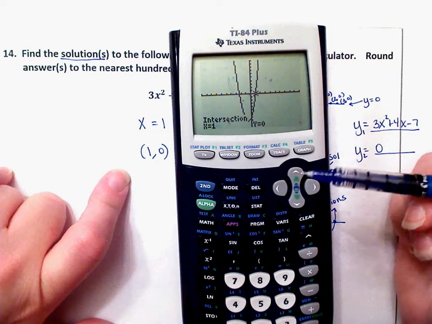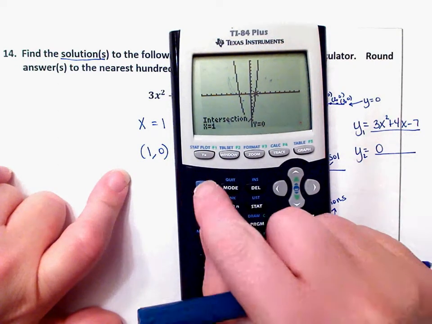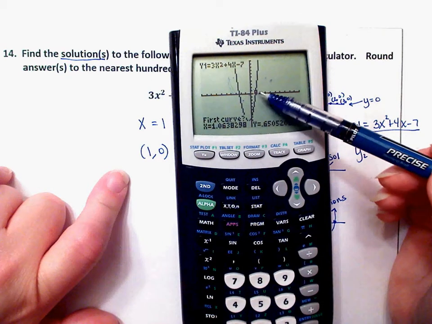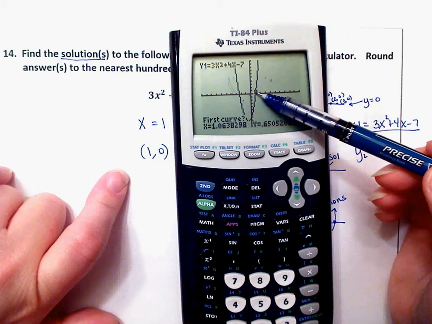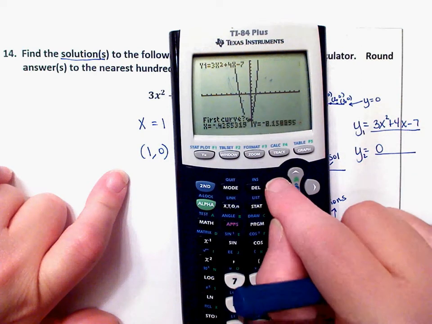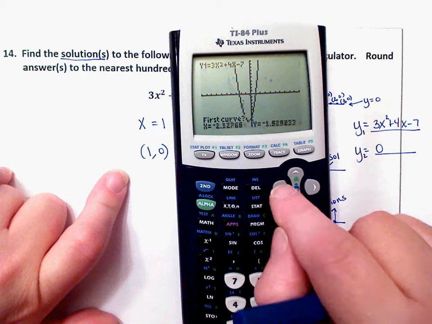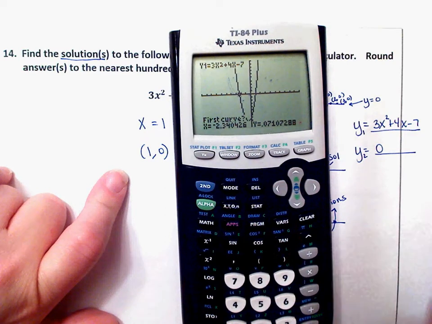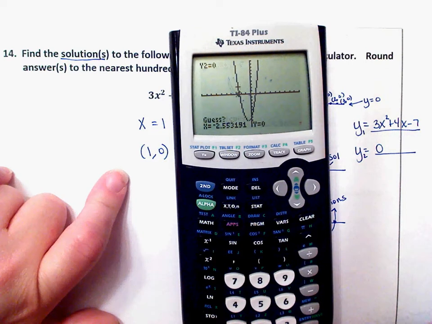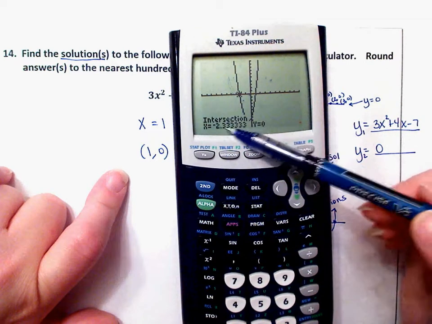So to find the second point, after you hit second trace and 5 for intersect, you see your blinking cursor is still at the point it's already given you. You're going to have to move it closer to the other point of intersection that you're wanting. It doesn't have to be right on top of it. It just has to be close to it, closer to it than over here. And then you can press enter 3 times. And now it's giving me the other solution.